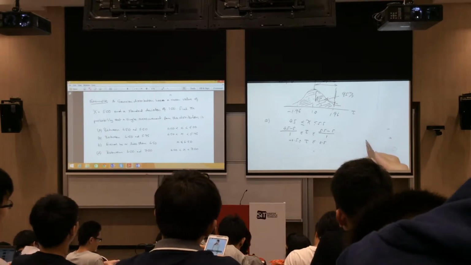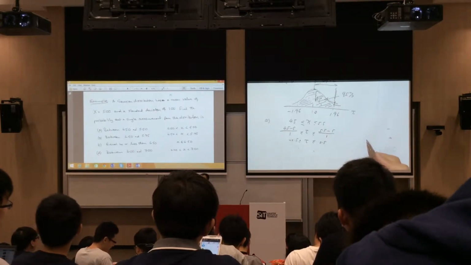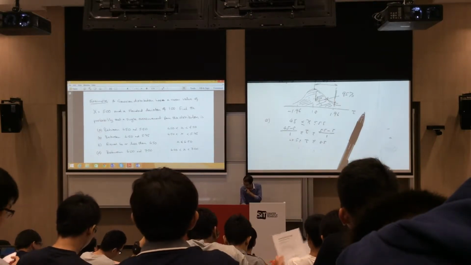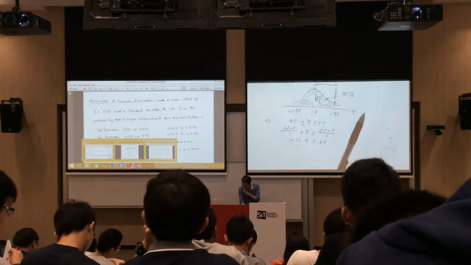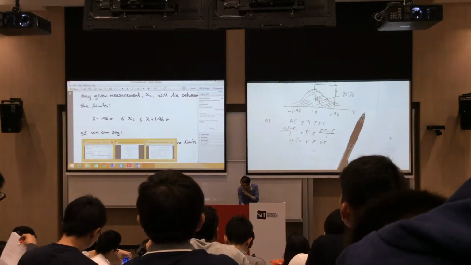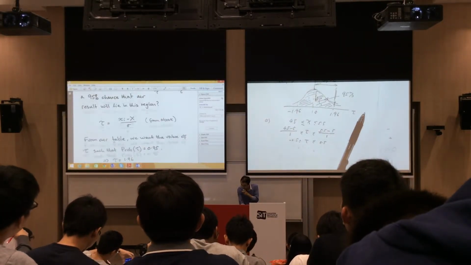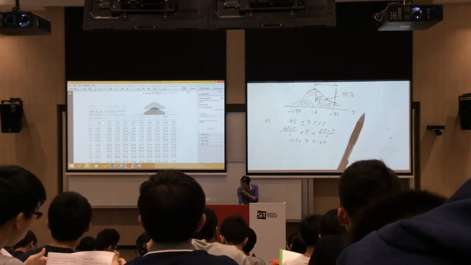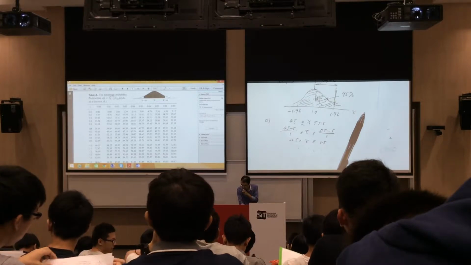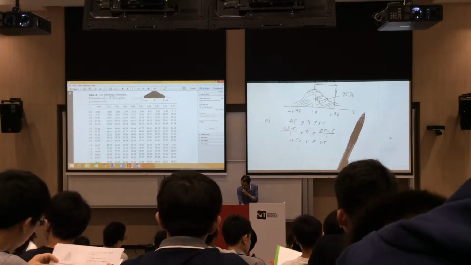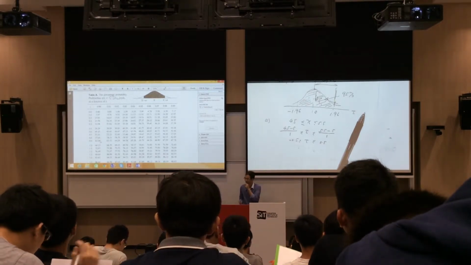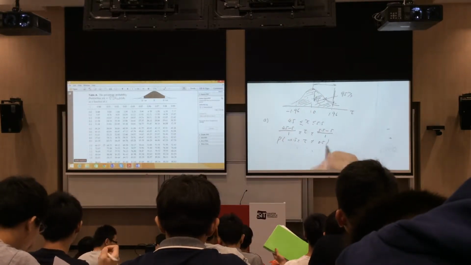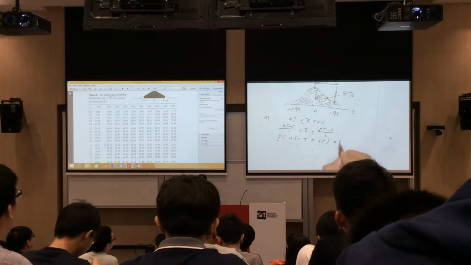So how do we find out the probability? We need to look at the table. Let me go to the table for the Gaussian distribution. The Gaussian distribution for 0.5 is here, 0.50, so it will be 38%. That means the probability of this is 38%.